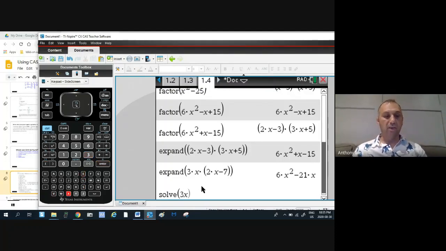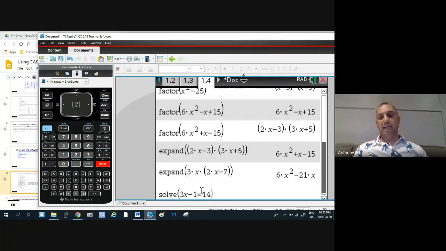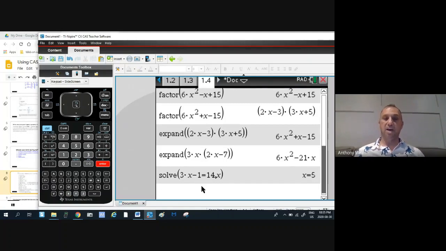It can solve equations. I could say 3x minus 1 is equal to 14. Now, if I just hit enter now, it's going to complain. And it says too few arguments. And it's because it wants me to tell it what variable to solve for, even though it seems obvious to you or I. So I'll put a comma x, and then it'll solve it as x equals 5. That's the value of x that makes that equation true.